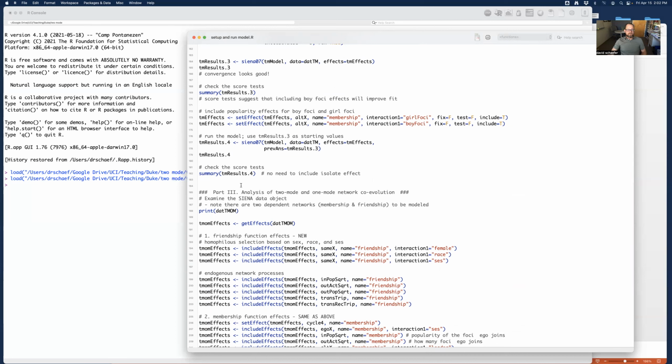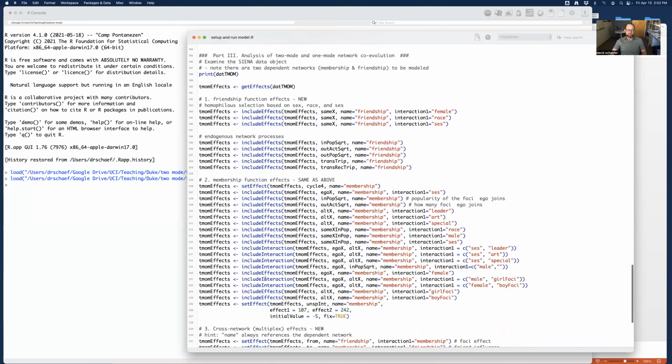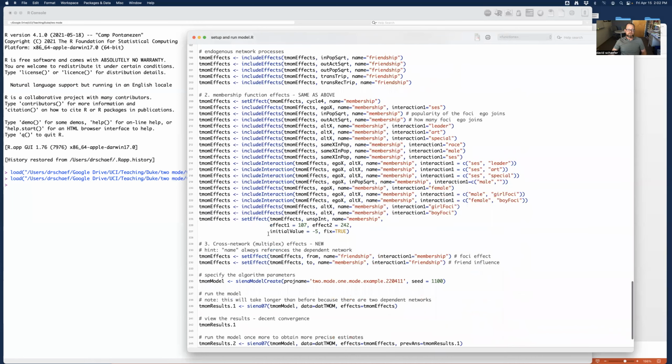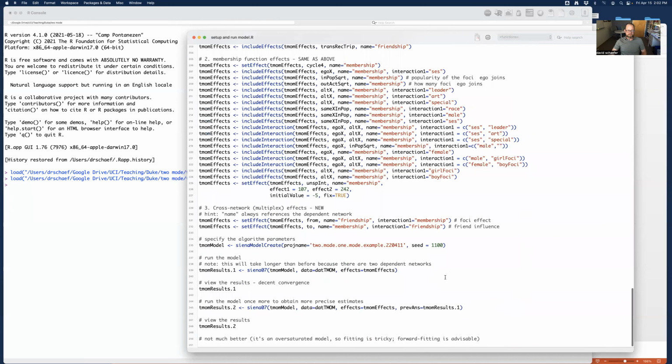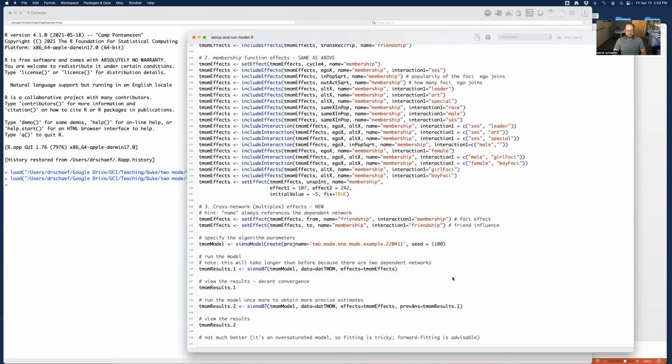Then the third part brings in a two-mode and a one-mode network, and models their coevolution. We bring in a few sets of new effects for the one-mode network, largely keep the same two-mode effects, and then bring in the multiplex effects and estimate those. Again, there's a lot here, so you're better off working through it on your own.